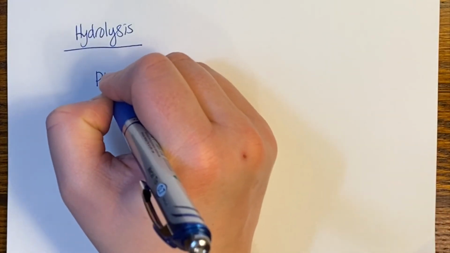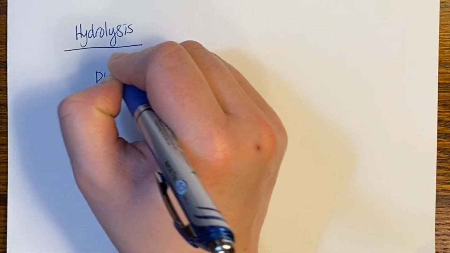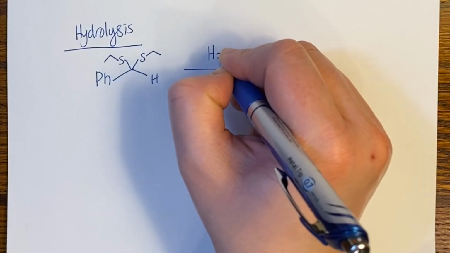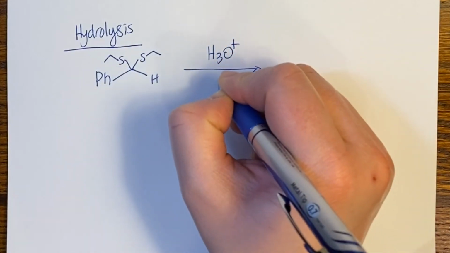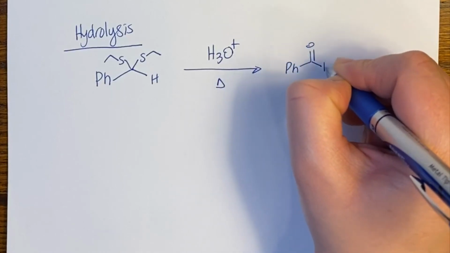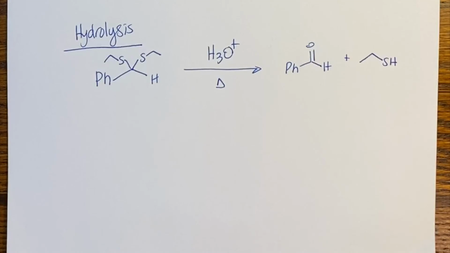You should also be able to go through the hydrolysis of a thioacetal or a thioketal back to that aldehyde or ketone. And so for the hydrolysis, we would take our thioacetal, like this one. We're going to have this under acidic conditions, so H3O plus, and heat. And we're going to make our aldehyde and our thiol. We'll get 2 equivalents of that thiol.